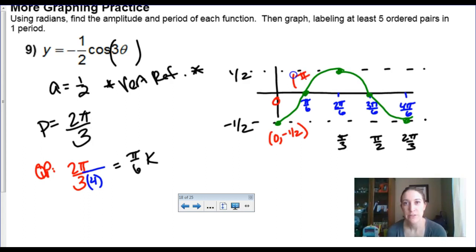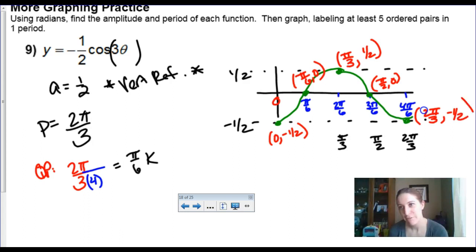This is pi over 6, comma, 0. And this is pi over 3, comma, 1/2. This is pi over 2, comma, 0. And this guy is 2 pi over 3, comma, negative 1/2.